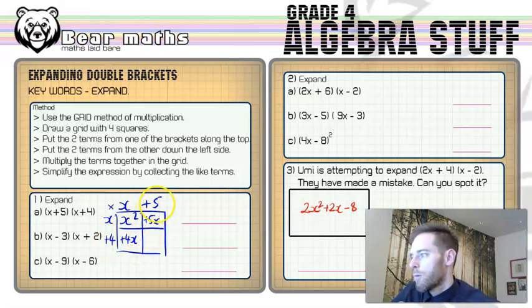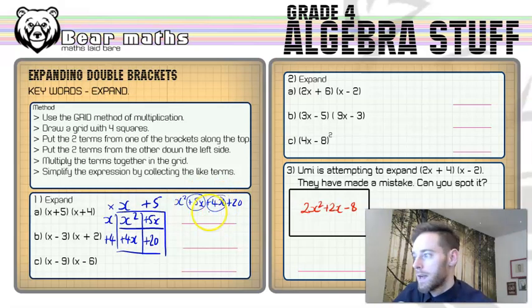5 multiplied by 4. Now the common mistake that lots of people make is they just add these 2 terms because you see a plus there and a plus there. Don't add them, multiply them together, and you get a positive 20. Okay, now we can write this out, and I'm only doing it for this example: x squared plus 5x plus 4x plus 20. We can collect these 2 bits together, the x terms.